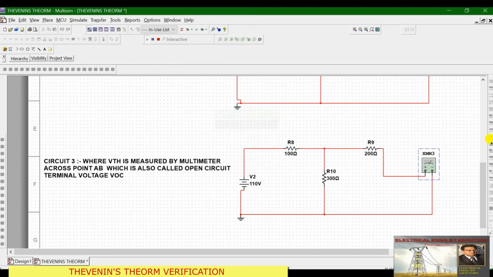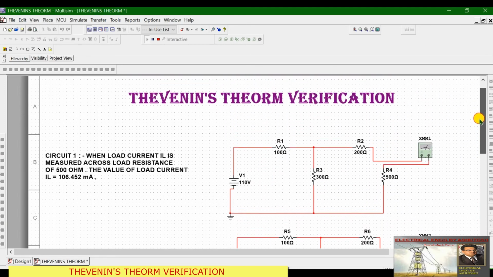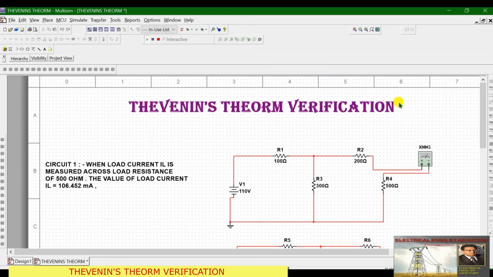You can say this is our Thevenin's theorem verification in the Multisim software. So guys, that's it for today, and you can download the software from internet and easily draw the circuit and simulate any circuit, whether it is KVL, KCL or any other theorems.